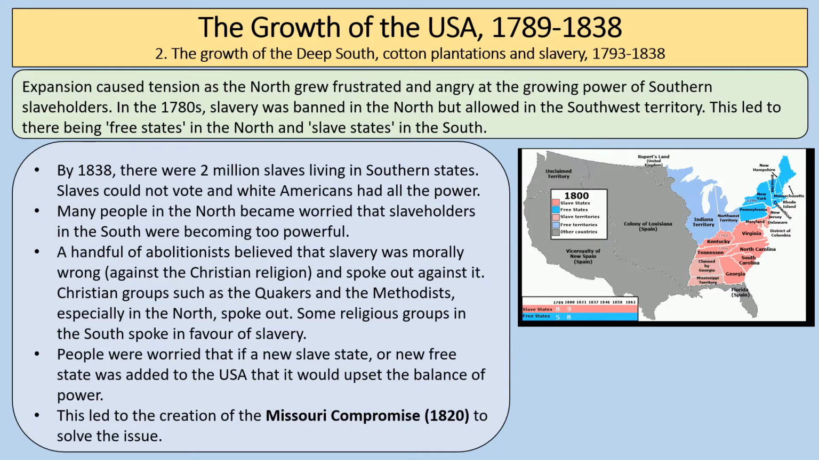So by 1838, there were actually 2 million slaves living in southern states. Slaves could not vote and white Americans had all the power. Many people in the North became worried that slaveholders in the South were just becoming far too powerful.